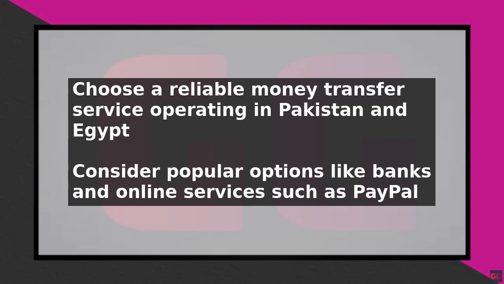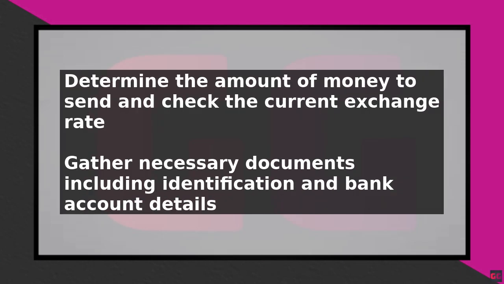First, determine the amount of money you want to send and the exchange rate. You can check the current exchange rate on the website of the money transfer service you have chosen. Next, gather the necessary documents, including your identification, the recipient's identification, and their bank account details if you are sending money directly to their bank account.